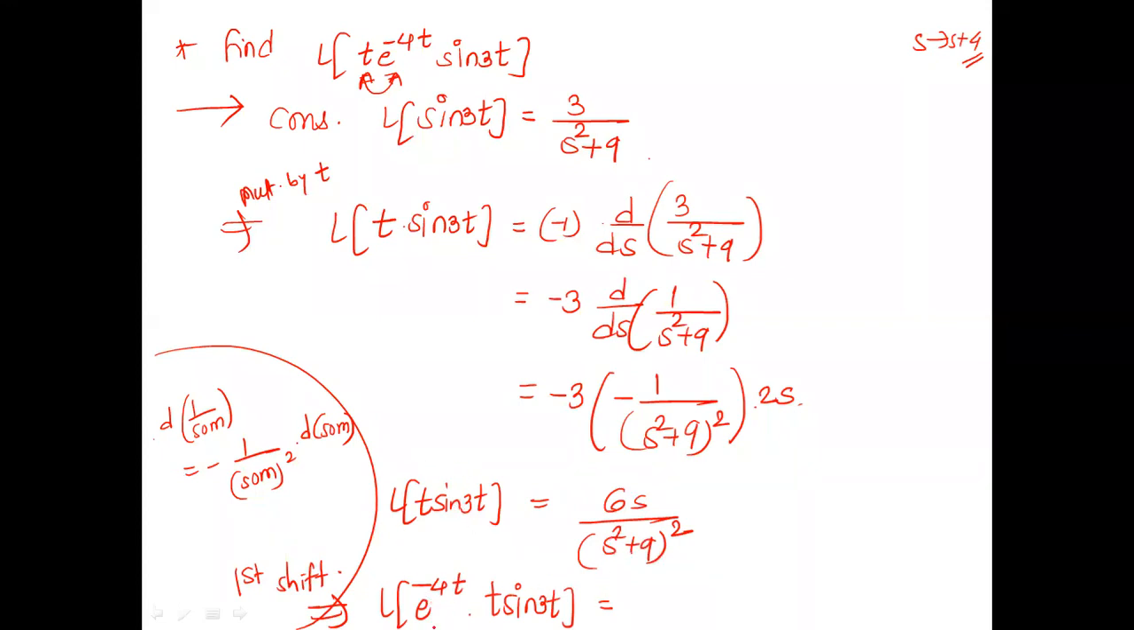Correct. So if you are multiplying by e raised to minus 4t, then in whatever answer has come, s will become s plus 4 everywhere. So it is 6 into s plus 4 upon s plus 4 square plus 9 bracket square. Done. The answer.